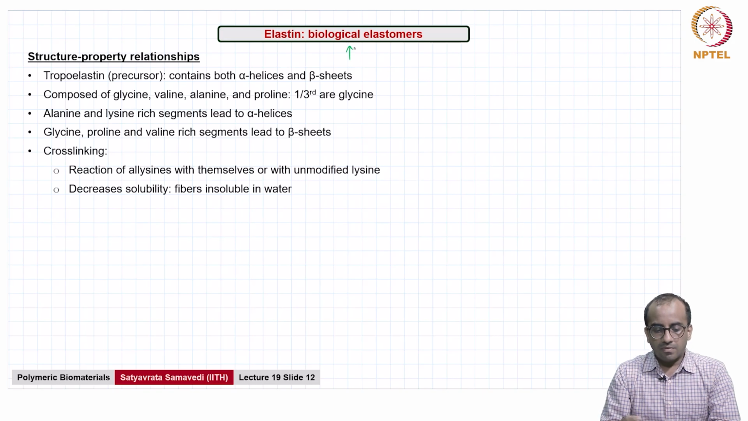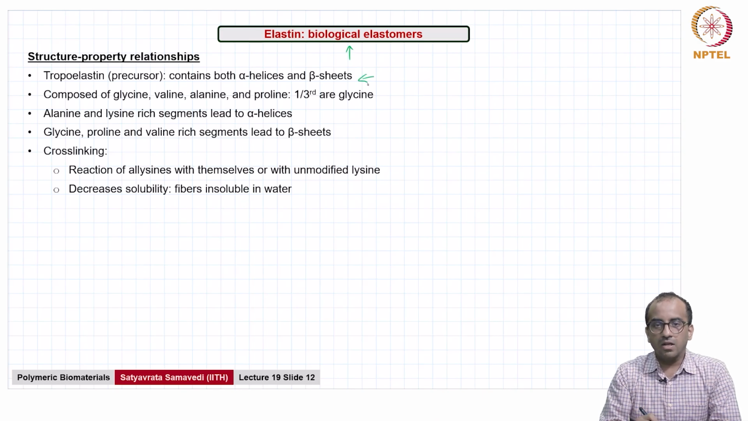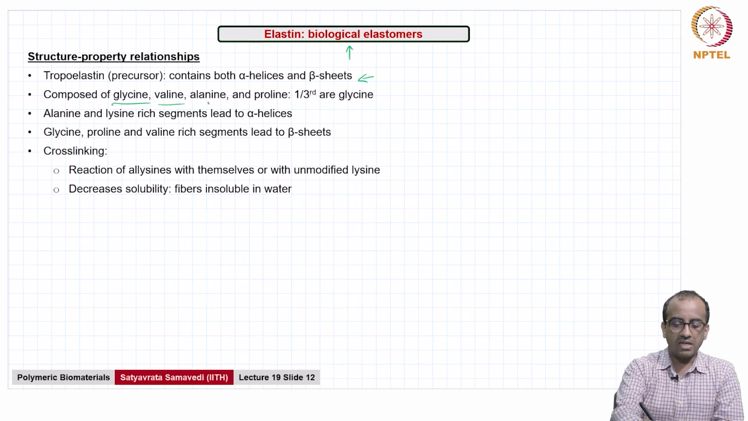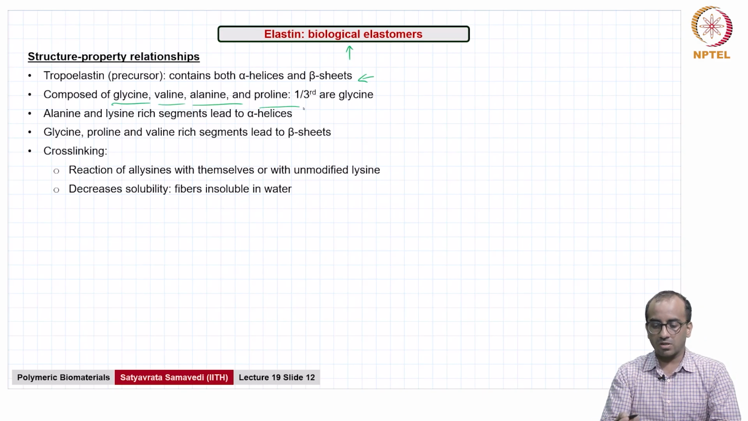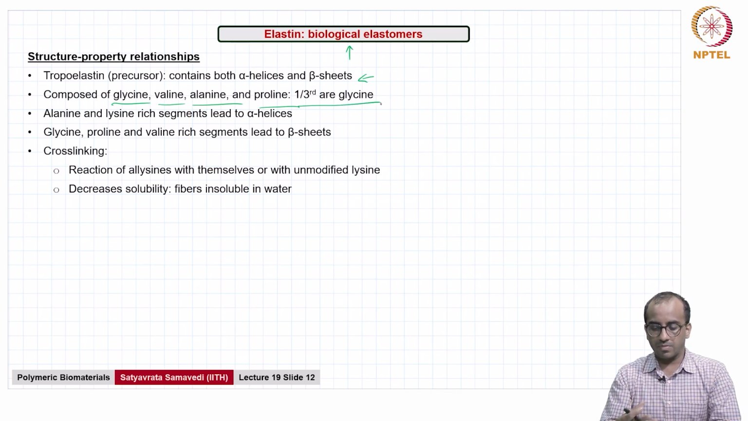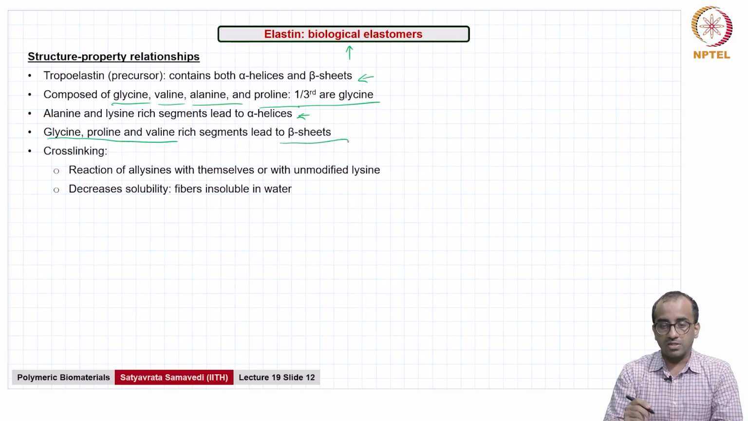And tropoelastin is the precursor for this, which contains both helices and beta sheets. And again, you see the familiar amino acids, glycine, valine, alanine, and proline. This is also a structural protein, so it is not surprising that one third of the protein itself is made up of glycine. And the alanine and lysine rich segments lead to the helices. The glycine, proline, and valine rich segments lead to the beta sheets.